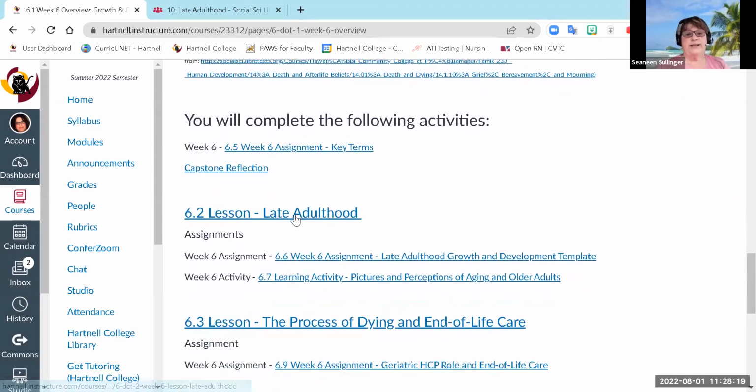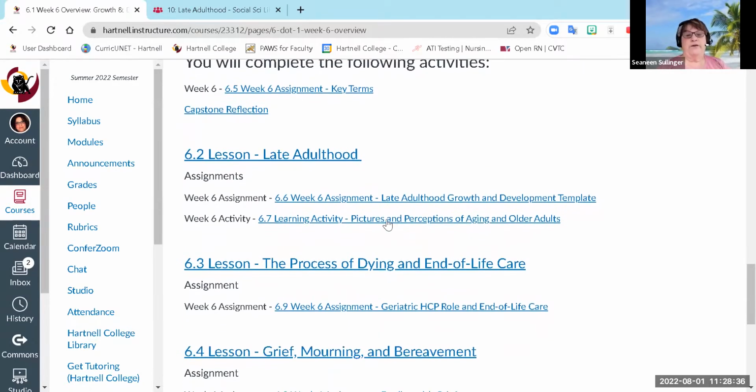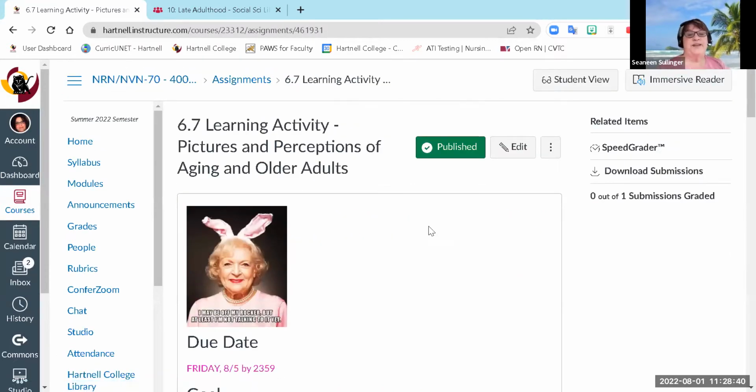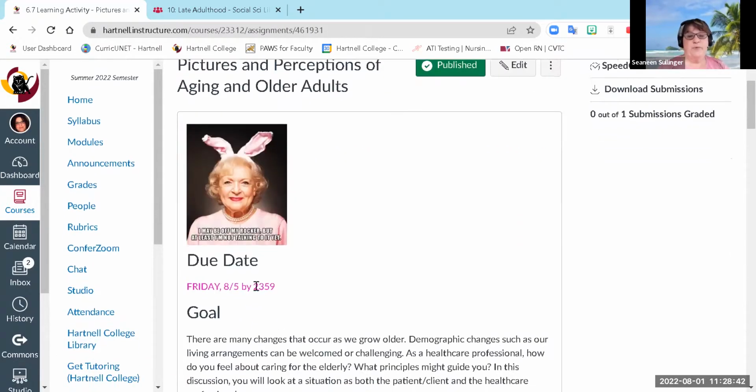So moving on to your lesson, you have a lesson on late adulthood, and then you have your final, yay, late adulthood growth and development template. Those are coming along, doing much better. Remember to include the names of the stages, the theorist. And then you have a learning activity, pictures and perceptions of aging and older adults. The due date for that will be Friday.